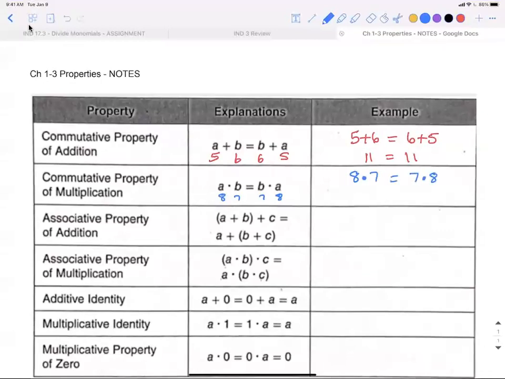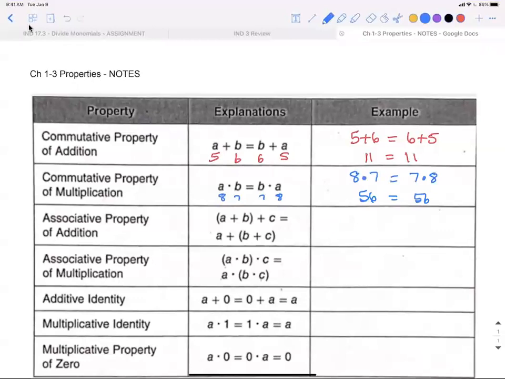And then let's work out both sides. 8 times 7. Anybody want to tell me what it is? 56. 56. All right. So 56 equals, and then of course, 7 times 8, we know that also equals 56. So the commutative property of multiplication, again, just means the order doesn't matter. Okay.